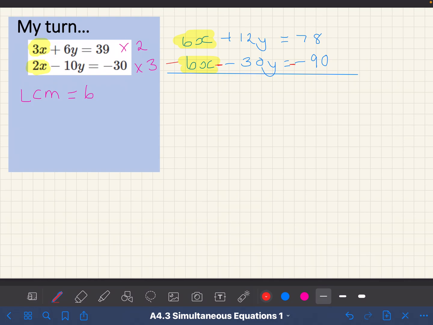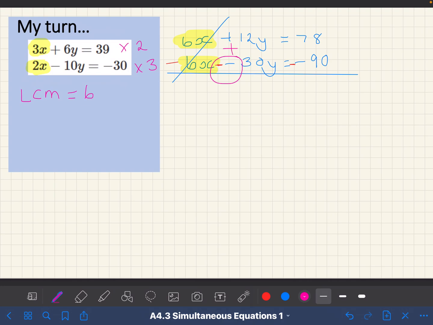Now we need to remember our negative number rules when doing this work. It is really important that you remember that. As we said earlier, 6x take away 6x becomes 0. That is eliminated from our equation. We now look at plus 12y minus 30y. This minus here becomes a positive.